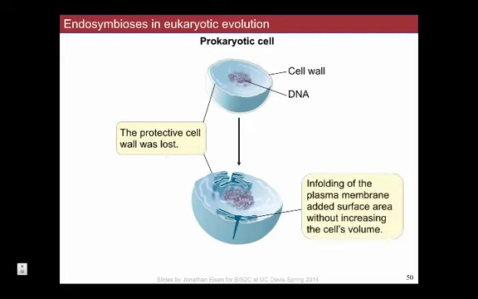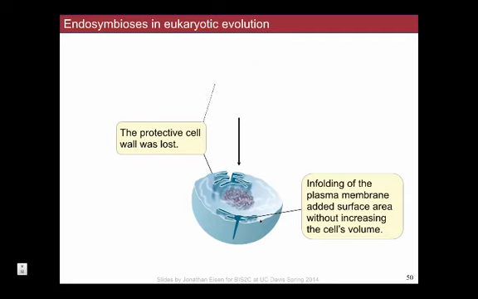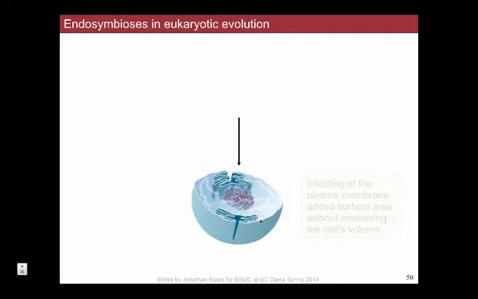So after it lost the cell wall, there were all sorts of other things that happened to make the cell a little more complex. This may have been what led to the creation of things like the endoplasmic reticulum and the Golgi apparatus and other hallmark features of the eukaryotic cell. I couldn't delete this animation.